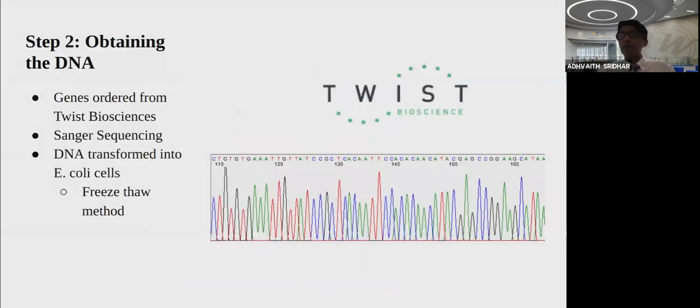So the second step was to obtain the actual DNA, which was ordered from a company called Twist Biosciences, and then sequenced using Sanger sequencing in order to verify the integrity of the product and make sure it was actually what we ordered. Afterwards, the physical DNA was transformed into E. coli cells using a freeze-thaw method, which we selected due to its previously proven high efficiency methods.